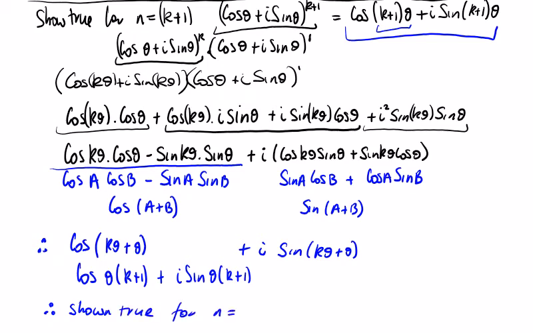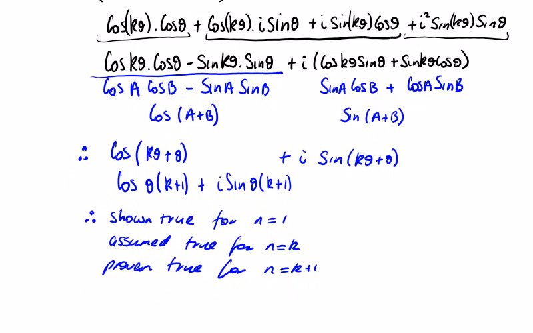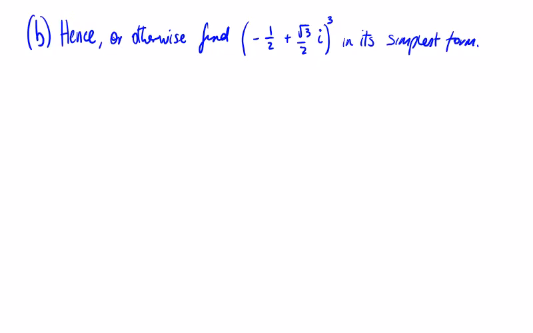for n equals 1, assumed true for n equal to k, proven true for n is equal to k plus 1, therefore true for all values of k. And that's De Moivre's proof by induction.